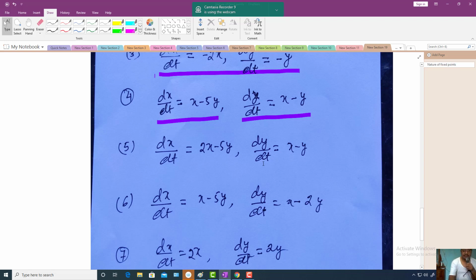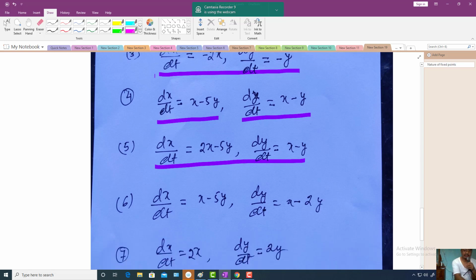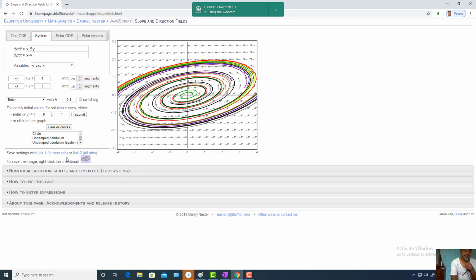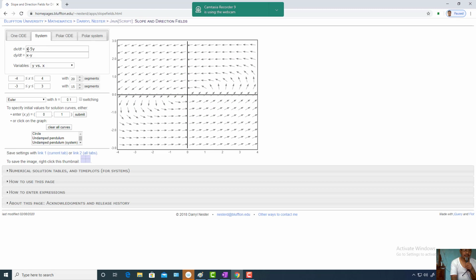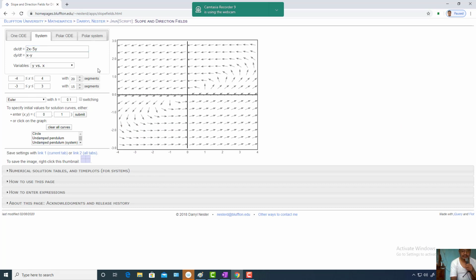So next, this one we have done. How about this one? From here you can easily see the trace of the matrix. The first coefficient is 1, the second coefficient like that, and the trace is 0 in this situation. So let us see the fifth example: dx/dt is 2x minus 5y, dy/dt is x minus y. Let us see, so it is like this.